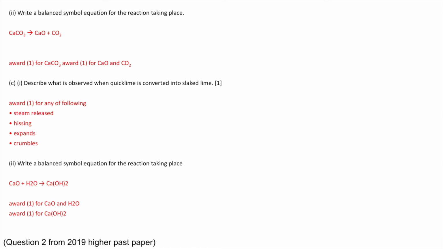Finally, we're asked to write a balanced simple equation for the reaction taking place. That is simply calcium oxide plus water forming calcium hydroxide, or slaked lime. Yet again, 1 mark each for calcium oxide and water, and 1 mark for the calcium hydroxide.